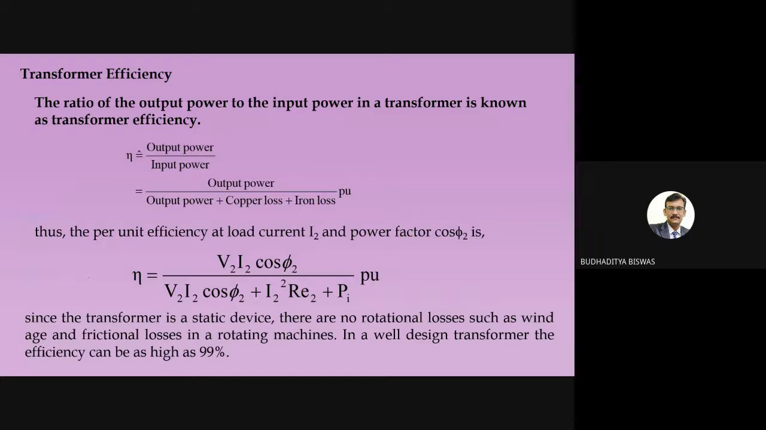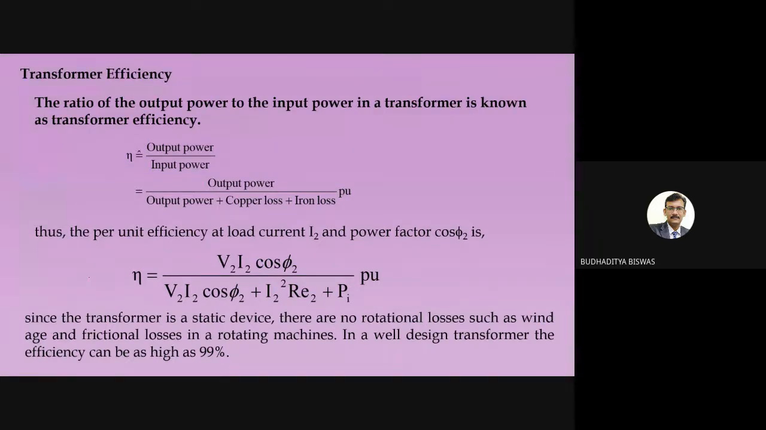If you get a transformer whose efficiency is 90%, don't buy it, because with respect to a motor, a 90% efficient motor is very good, but with respect to a transformer, a 90% efficient transformer is bad. Transformer efficiency should be at least 97 to 99%, not less than this.